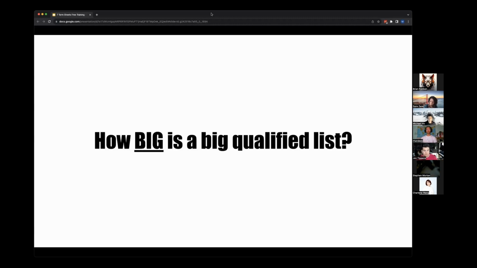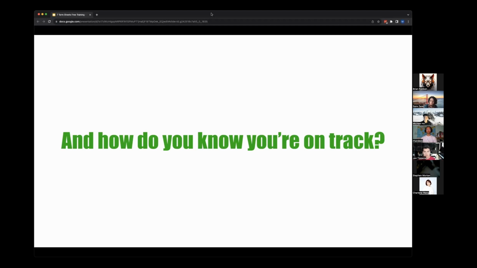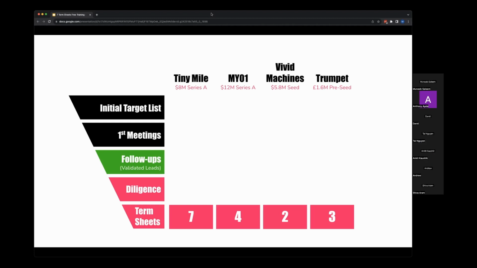So how big is the qualified list? And more importantly, how do you actually know that you're on track, right? So like a sales process, we don't just put a bunch of prospects at the top and blast through them as quickly as possible. We want to know that we've got qualified leads in our prospect list. We want to do some iteration around who's responding to our offer or to our raise, and make sure that we get more of those qualified investors through the top of it.